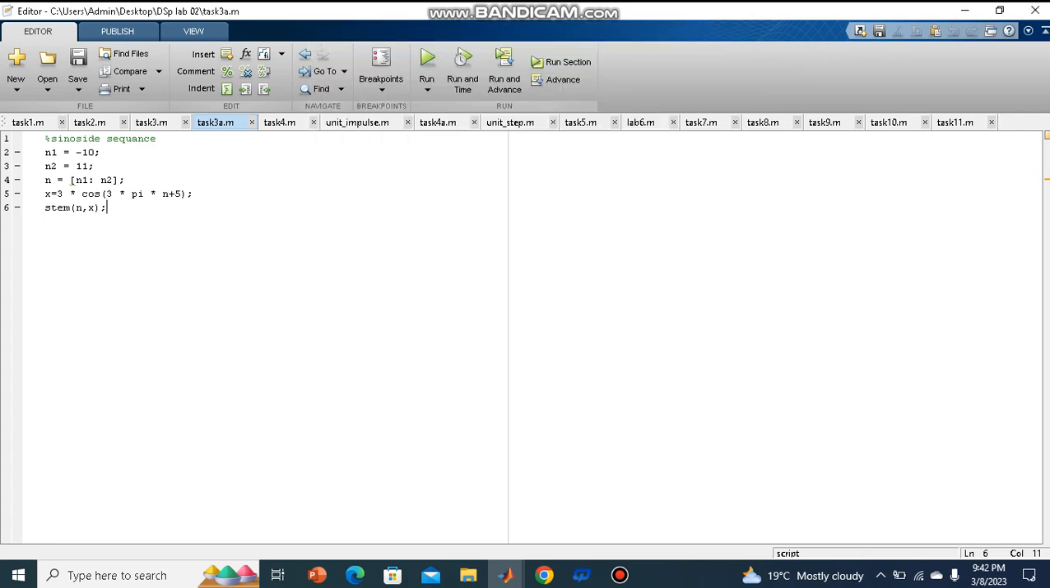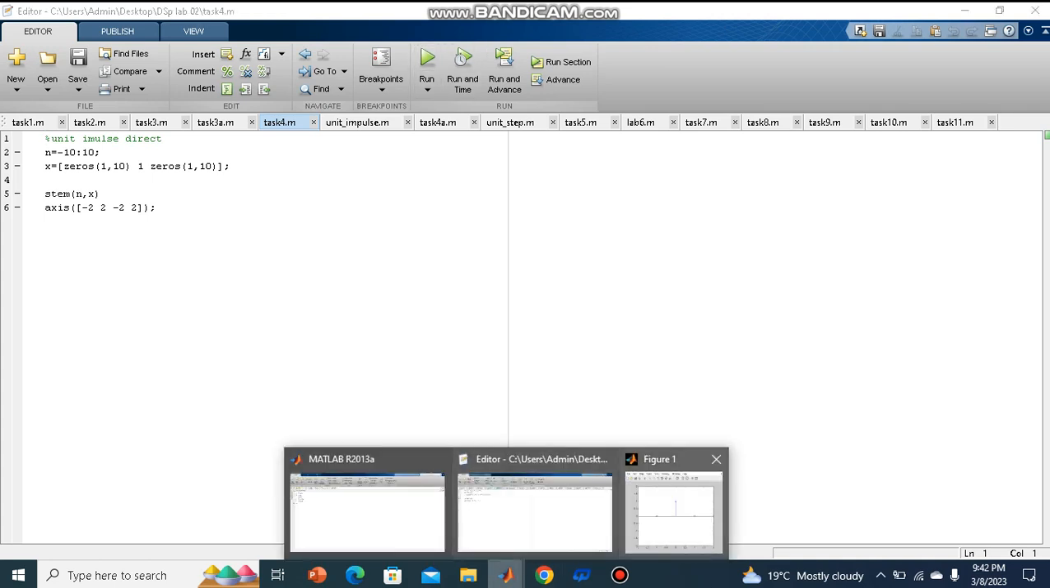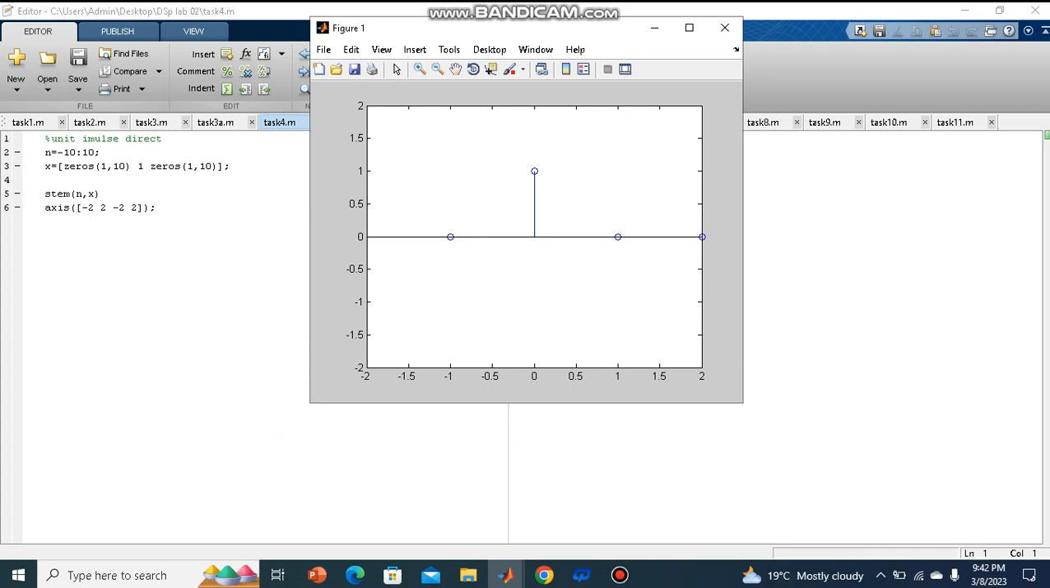Now moving on toward lab task 4. In this task we will get a unit impulse through the direct method. We have assigned values, and the axis location is -2, 2, -2 and 2. Now we run this, and basically we get a single discrete value, starting from the x-axis and ending at y equal to 1.